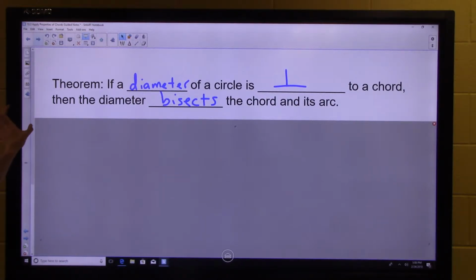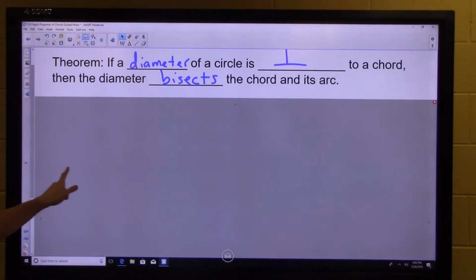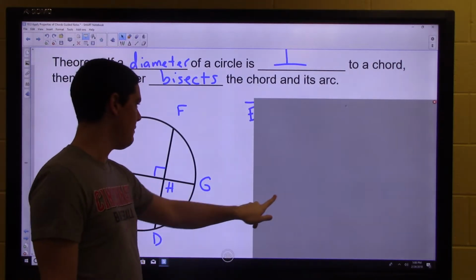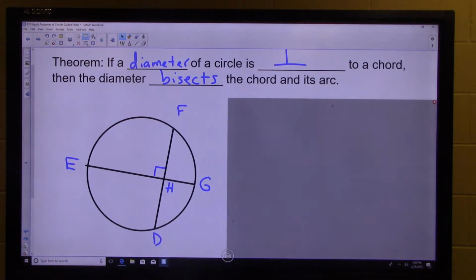So here we go. Let me draw another picture. You guys do the same. Again, if you need to pause, if I'm going too fast, just let my substitute know. So there's the picture.